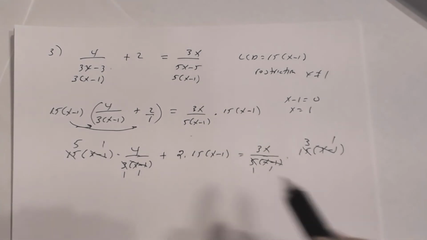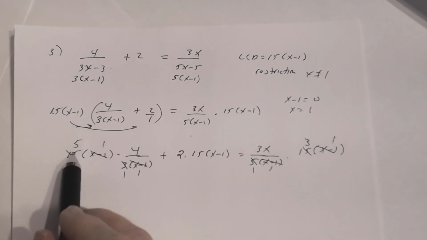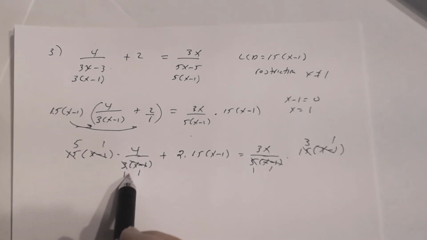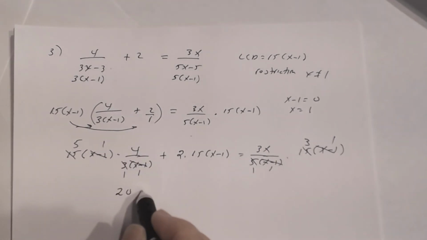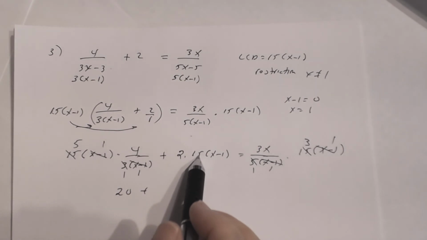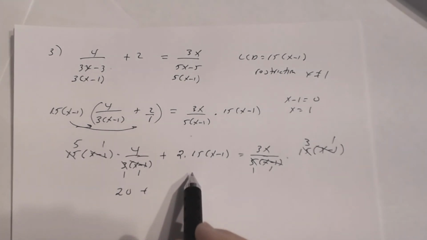All right, now let's go ahead and rewrite this in a better way. 5 times 1 is 5. 5 times 4 is 20. Now on this one, let's be careful. Let's take our time with this one. So notice you are multiplying 3 factors together: 2 times 15 times x minus 1.